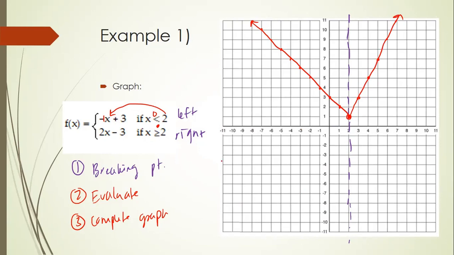So in the case of this problem, the domain, because I go forever to the left and forever to the right, my domain is all real numbers. It goes from negative infinity to positive infinity. Do we see that?